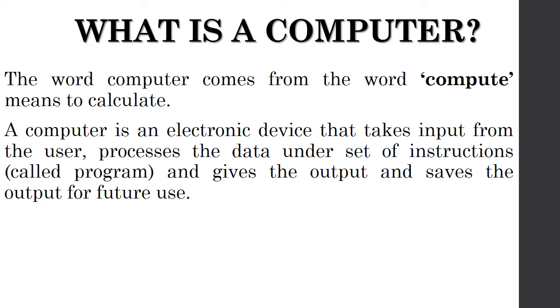Once the computer gets the input, it will process that input under a set of instructions called program. After the processing has been done, you get the results, which is known as the output. After the set of instructions are processed by the computer, it gives us the output and also saves the output for future use. That is, we can access it wherever we want. So the output will be saved for future use.